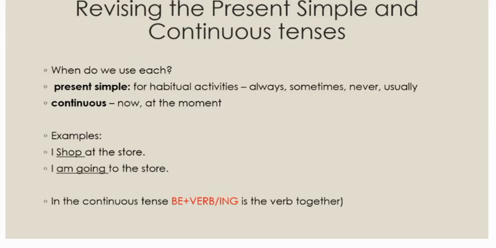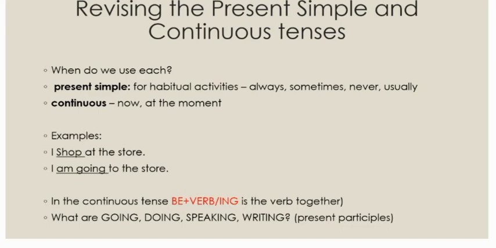A being verb, which could be is, if you're talking about a singular noun, are for plurals, and am if you're using I. And then we're going to add ing to the verb. So here we used am as our being verb, and we added ing to our verb, which is go. What are going, doing, speaking, and writing? These are present participles, actually.